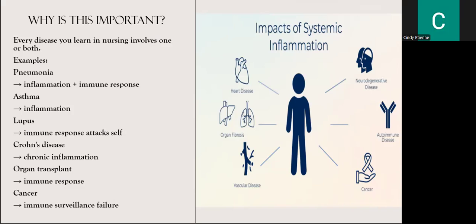Organ transplants require medications to prevent the immune system from rejecting the new organ. Our body is trying to do a good job, but it doesn't realize that this new transplant is something that we need. So we need to give medication to suppress that. When it comes to cancer, the immune system may fail to recognize and destroy the abnormal cells. Understanding these processes helps you understand the disease, the symptoms, and why specific treatments work.